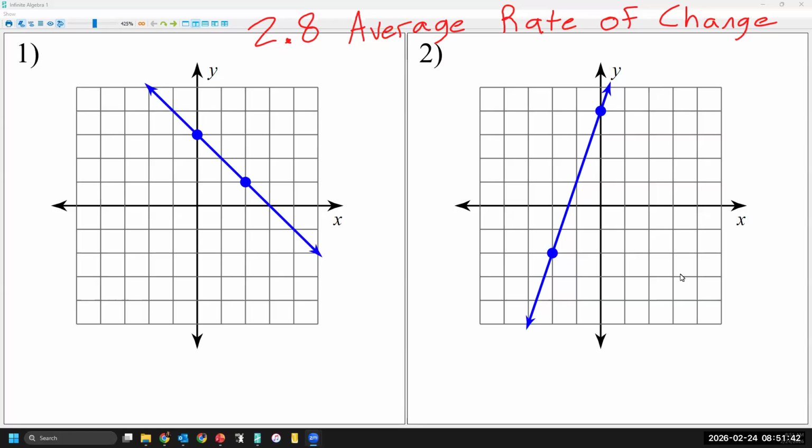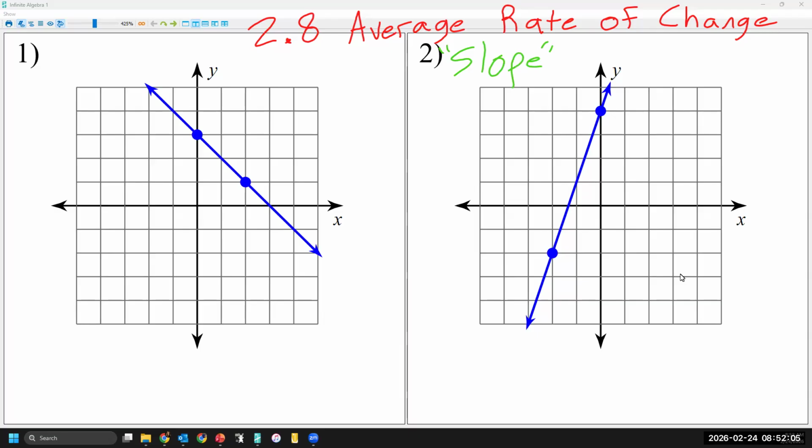Hey guys, in this video, we're looking at lesson 2.8, average rate of change. Now, average rate of change is another way of saying what a lot of times we'll call slope. All right, so we're just trying to find the slope of these different lines.